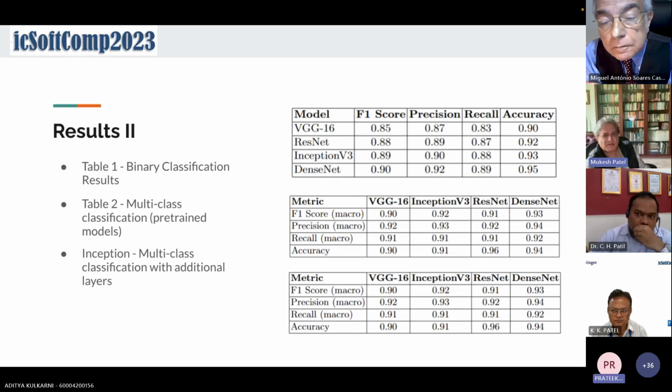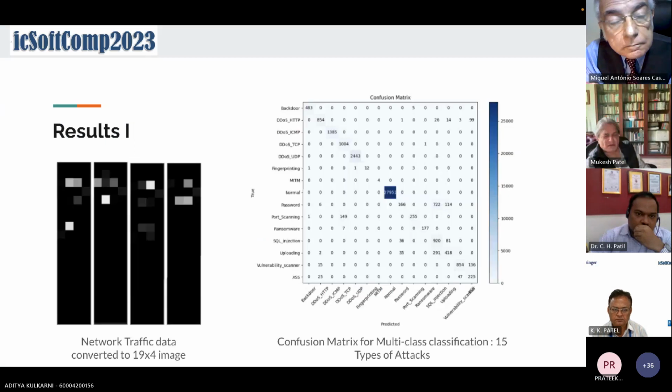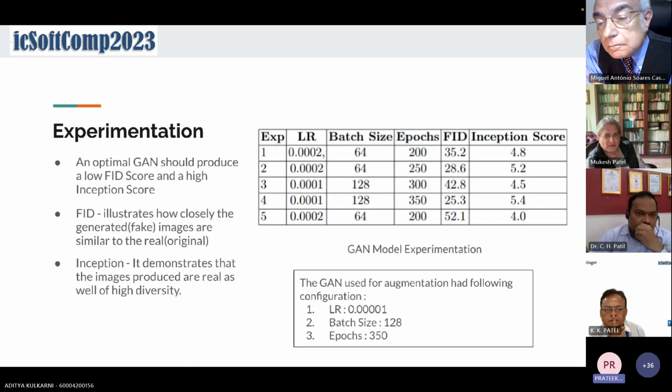Can you go to that slide, please? No. Yeah, no, this slide. The one Aditya, the before. second slide of proposed methodology.